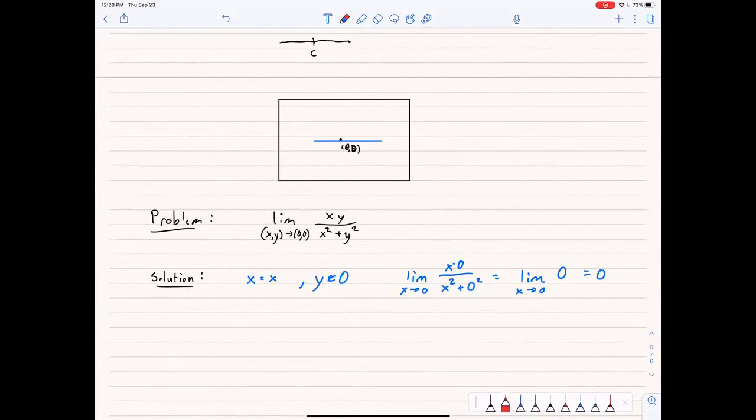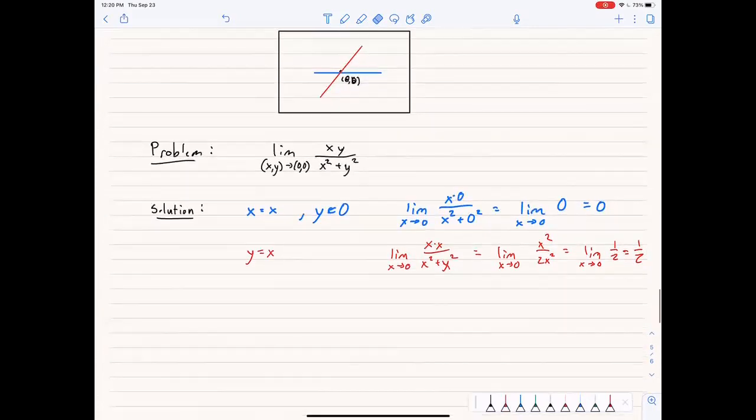Another approach, let's go along the line y equals x. Then I look at the limit as x goes to 0, but y is equal to x, so I get x times x over x squared plus x squared, which equals the limit as x approaches 0 of x squared over 2x squared, which equals the limit of 1/2 as x approaches 0, that's 1/2. This is not equal to that. I get two different values from two different approaches, so the limit does not exist. This is a good way of showing limits don't exist when they don't.